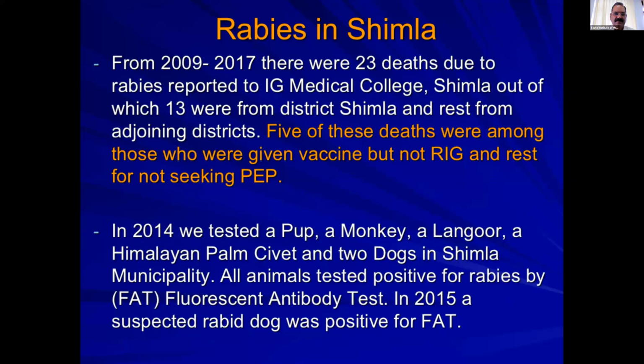So to begin with, we started looking for rabies in Shimla, and for that we went to the medical college, where we found 13 deaths due to rabies, and thereafter we tried to test animals, and we found these animals: Himalayan palm civet, dogs.